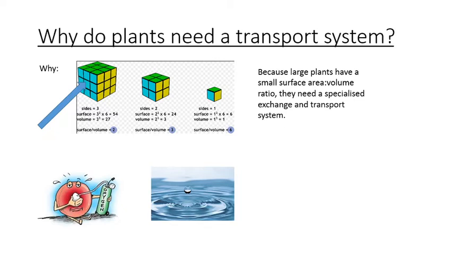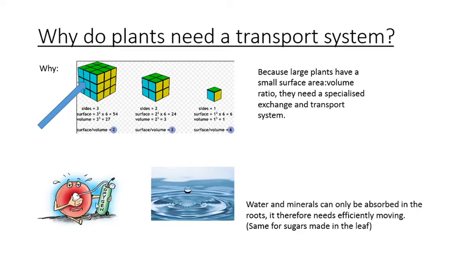So they need a specialised exchange system and they need a transport system to cope with their incredibly large surface area volume ratios. This bit here. Unlike mammals, well, not that bit there. This bit here, don't know why that's been first.